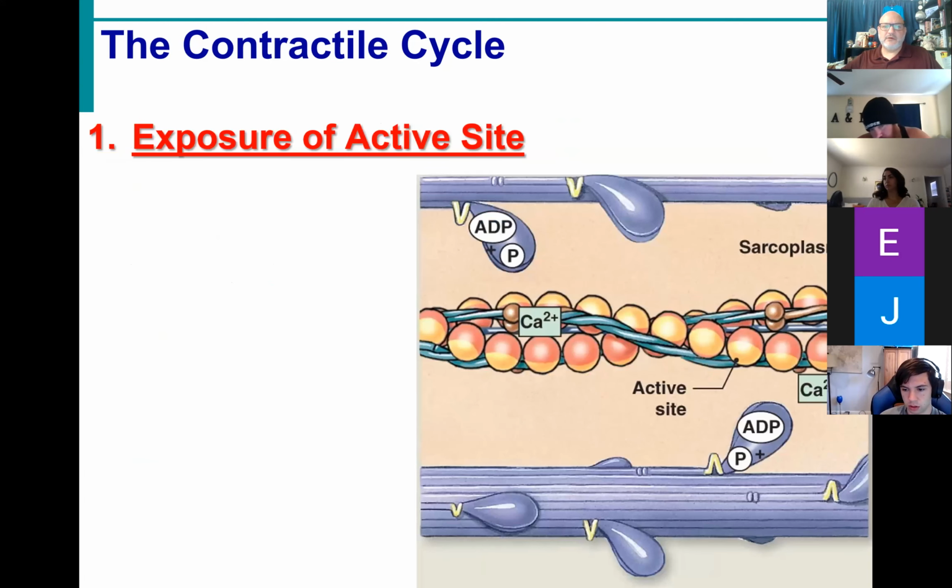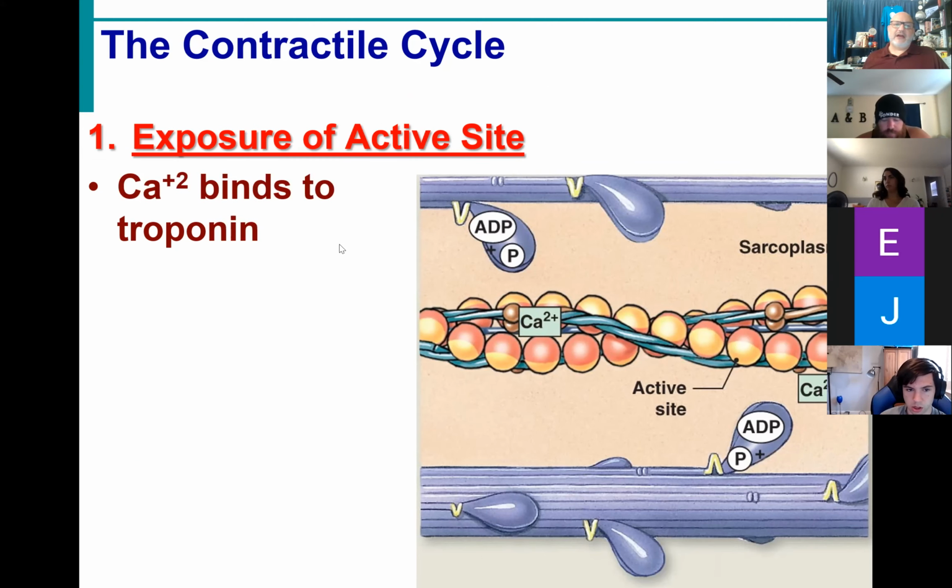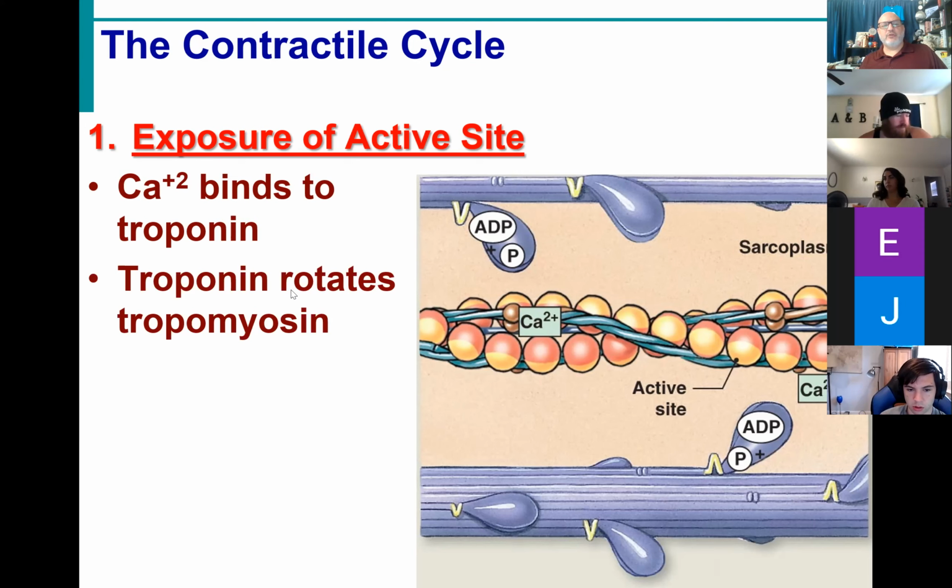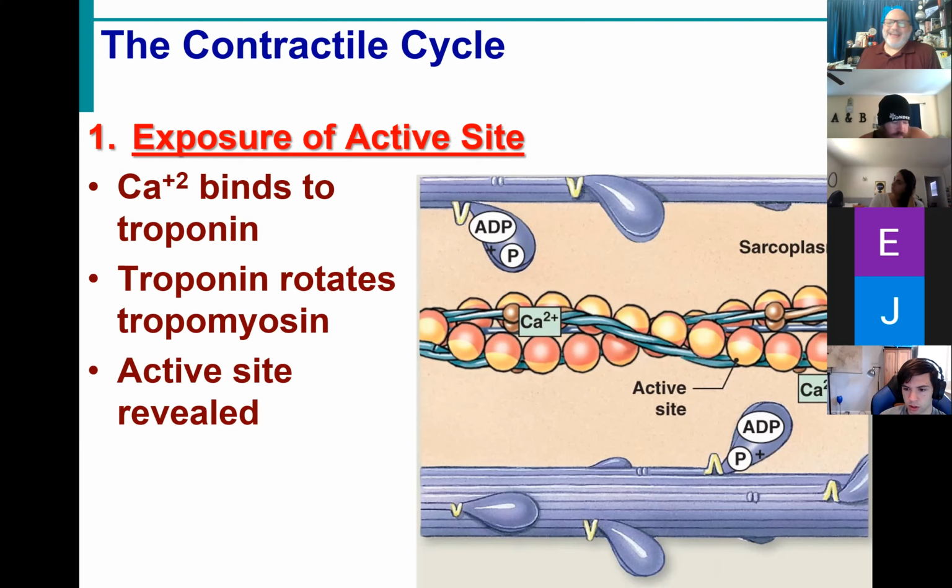But when we move those regulatory proteins out of the way, calcium binds to troponin. Troponin rotates the tropomyosin. And now our active site is revealed. This, of course, was the end of excitation contraction coupling, and therefore it's the beginning of the contractile cycle. Once those binding sites are exposed, what's the first thing that's going to happen? Formation of the crossbridge. Exactly.